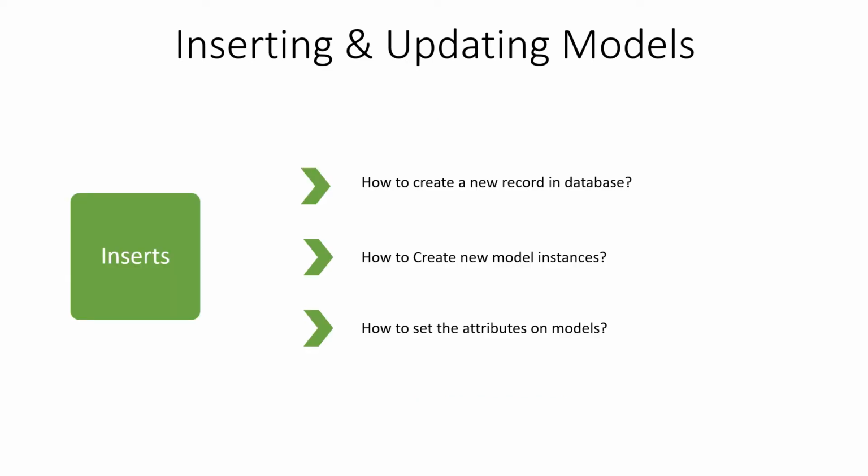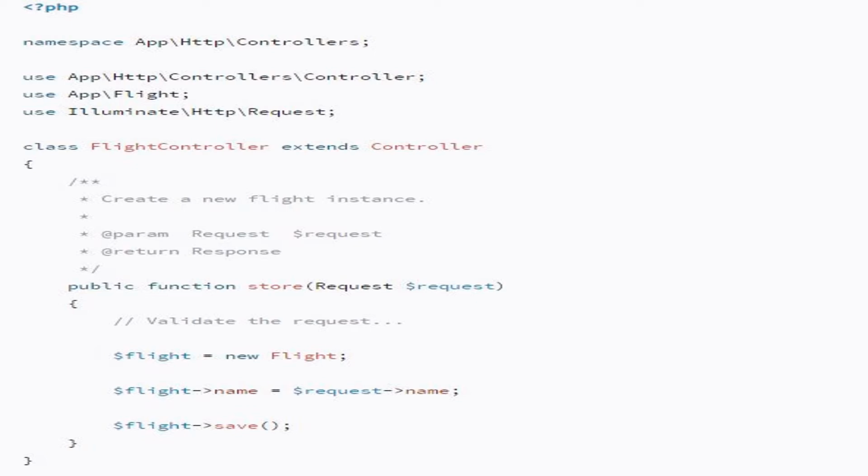So in the topic inserts, we will discuss the answers to these 3 questions, which are how to create a new record in database, how to create new model instances, and how to set the attribute on models. In this example, we assign the name parameter from the incoming HTTP request to the name attribute of the flight model instance. When we call the save method, a record will be inserted into the database. The created_at and updated_at timestamps will automatically be set when the save method is called. So there is no need to set them manually.